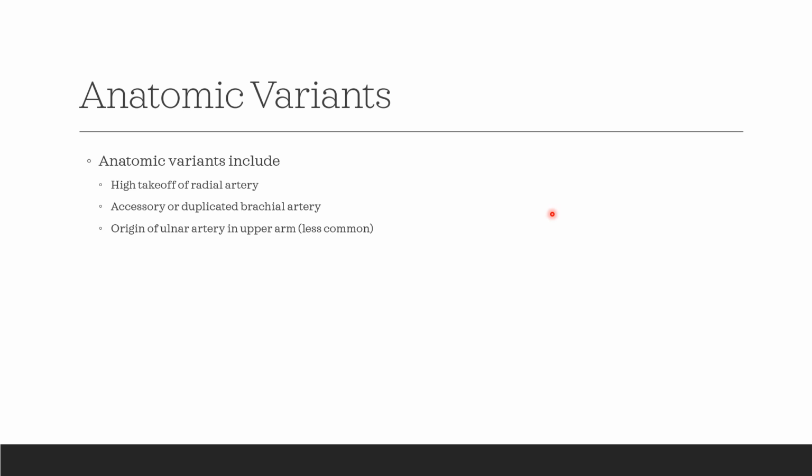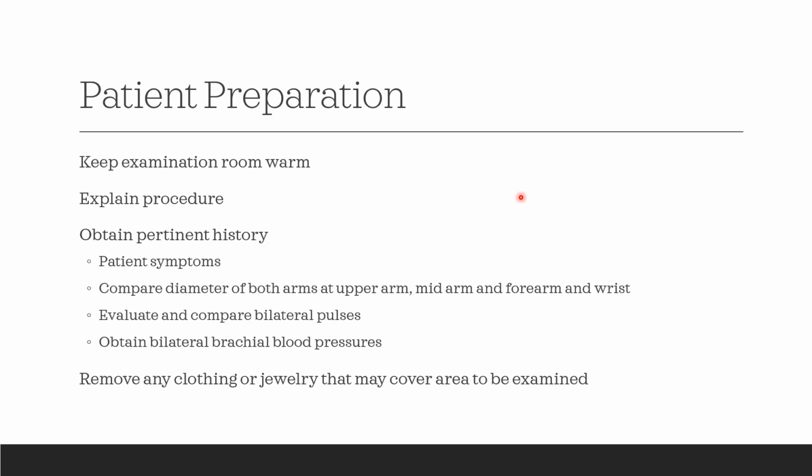So that would be an anatomic variant of the upper extremity. And then our origin of the ulnar artery can also be in the upper arm, kind of like we mentioned with the radial artery. However, this is much less common than it would be for our radial artery.